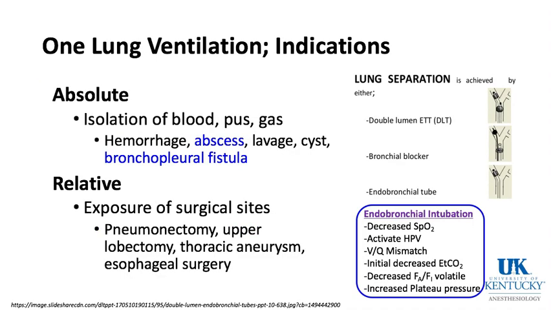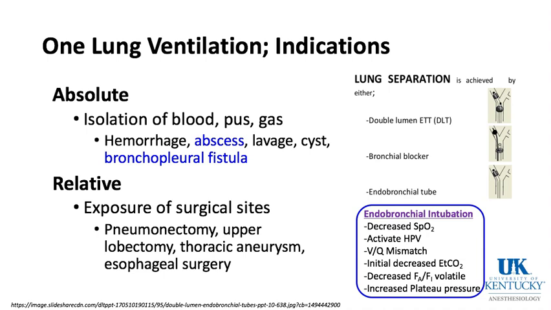The next key word is one-lung ventilation, the indications for one-lung ventilation. There are some absolute indications, like trying to prevent the good lung from getting blood in it or pus in it, or when you're going to lavage one lung for pulmonary alveolar proteinosis, for example, and you don't want that lavage fluid to go into the other lung.